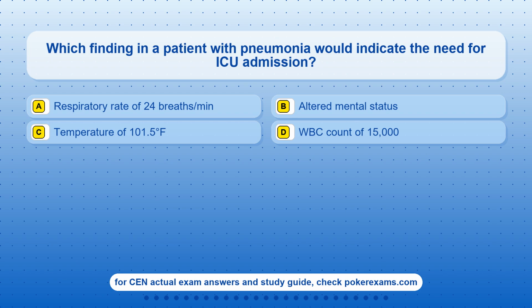Question 10. Which finding in a patient with pneumonia would indicate the need for ICU admission? Option A, respiratory rate of 24 breaths/min. Option B, altered mental status. Option C, temperature of 101.5 degrees Fahrenheit. Option D, WBC count of 15,000.